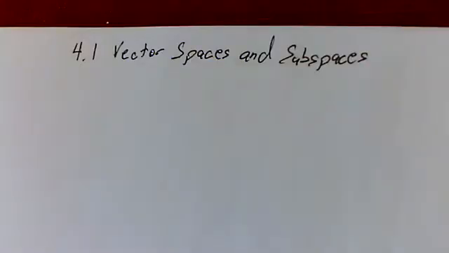Okay, we're ready to get chapter 4 started here. So the first section is vector spaces and subspaces. Chapter 4 is all about vector spaces. Now, vector spaces share a lot of overlap with the things we've talked about.